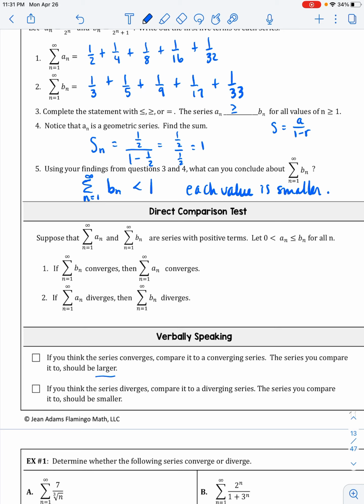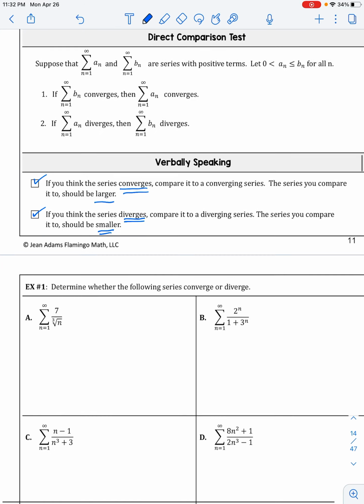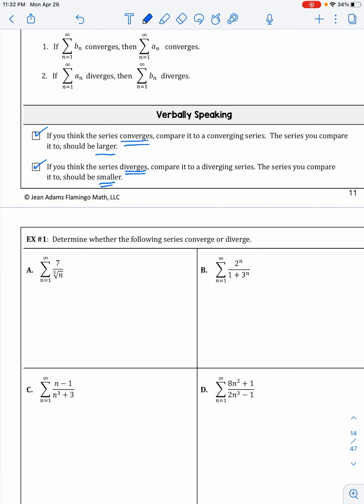So if you think the series converges, compare it to a converging series. The series you compare it to should be larger. So if you're thinking that the series you're looking at converges, compare it to something that's larger than it to see if it converges, okay? If you think the series diverges, then compare it to a diverging series, like the harmonic series, which is a diverging series that is compared all the time. The series you compare it to should be smaller than yours. Those are the things you need to remember for the direct comparison test.